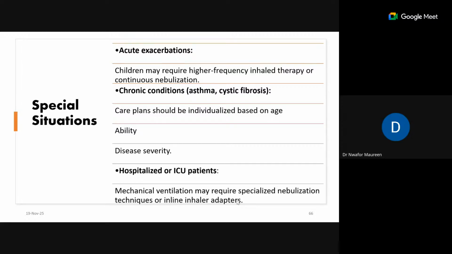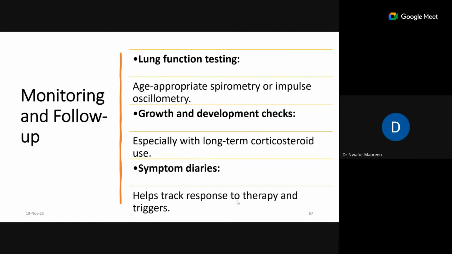As I said earlier, for acute exacerbation, children may require high frequency inhaled therapy or continuous nebulization. For chronic conditions like asthma, care plans should be individualized based on age, ability, and disease severity. If the patient is in the ICU, mechanical ventilation may require specialized nebulization techniques or an inline inhaler adapter. Back to monitoring: depending on the age, use spirometry. If it's long-term use of corticosteroids, you know what to look at for adverse effects. Also track response to therapy and triggers.